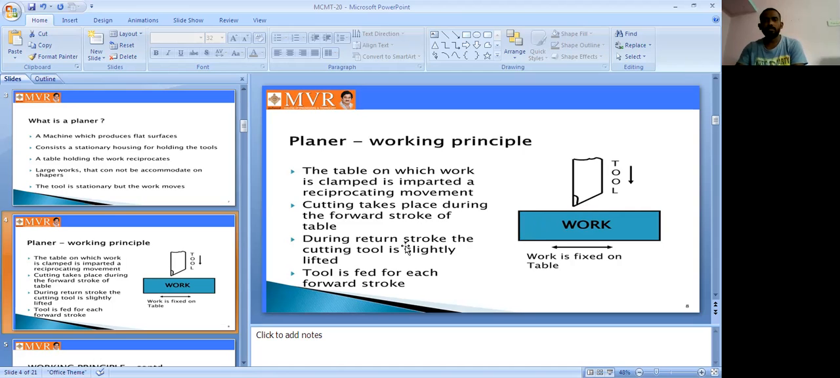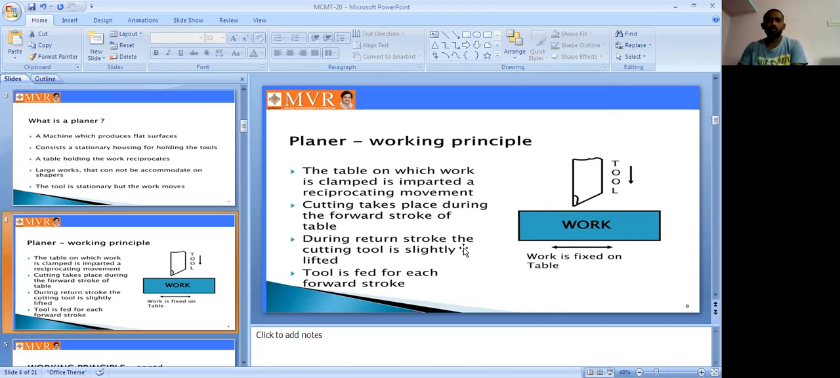Next, during the return stroke, the cutting tool is slightly lifted. So we have the forward stroke and the return stroke. In the forward stroke, the cutting takes place, but in the return stroke, the cutting tool is slightly lifted upward. We have two strokes, forward and return.